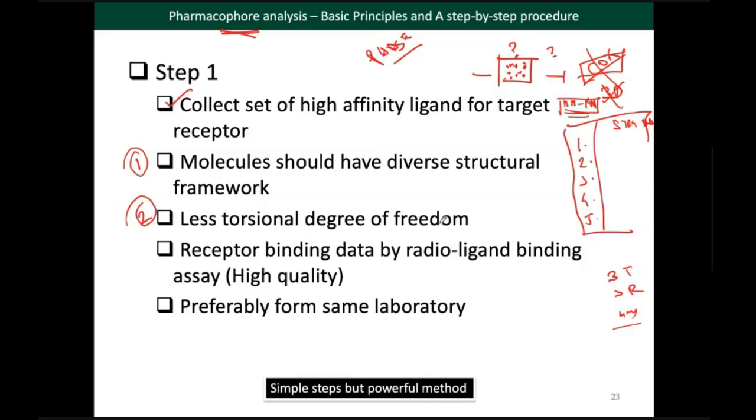Depending upon the number of rotatable bonds, the number of conformations will increase. It can reach exponential, right? So if the molecule has many rotatable bonds, the torsional degrees of freedom will be more. To avoid that, we ensure that the data set we choose has fewer torsional degrees of freedom. And as we do the data collection from the literature, we have to ensure that the data we collect is of high quality.